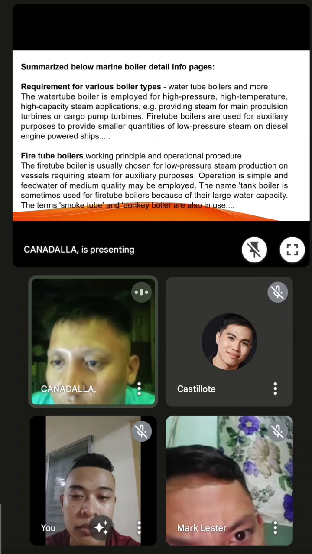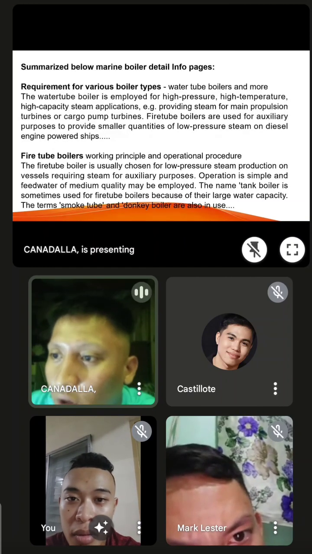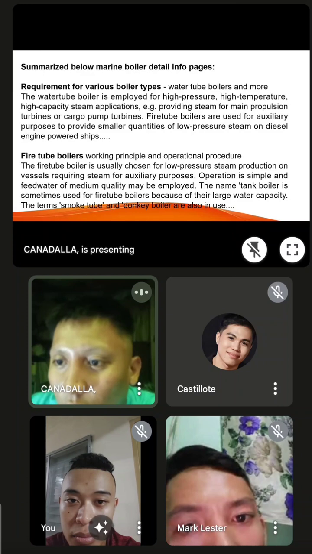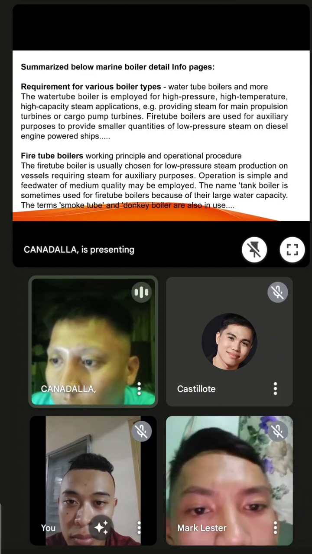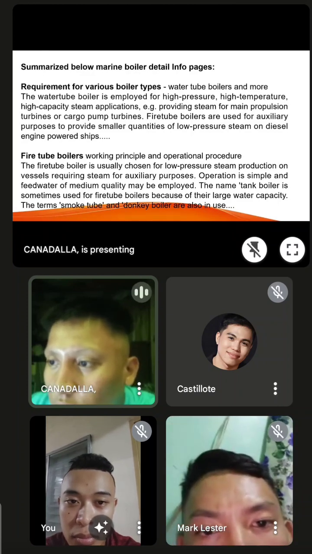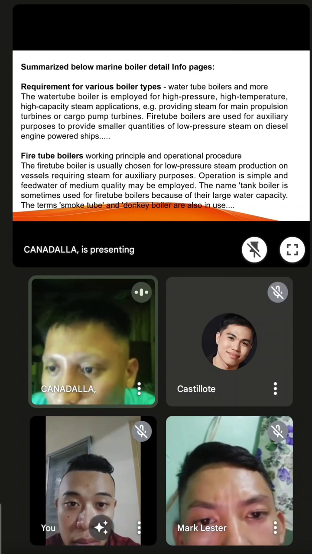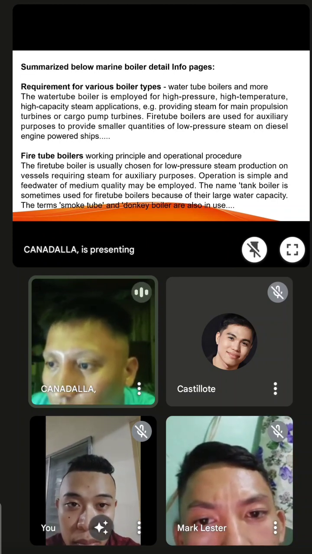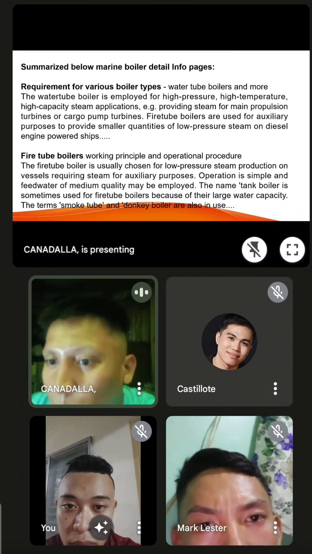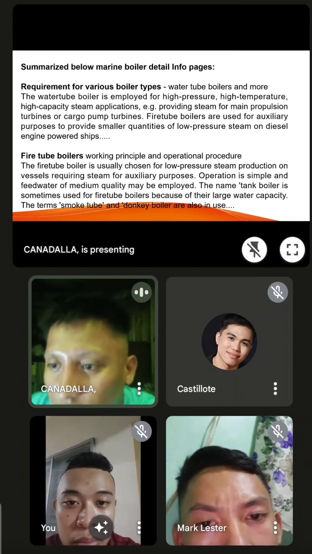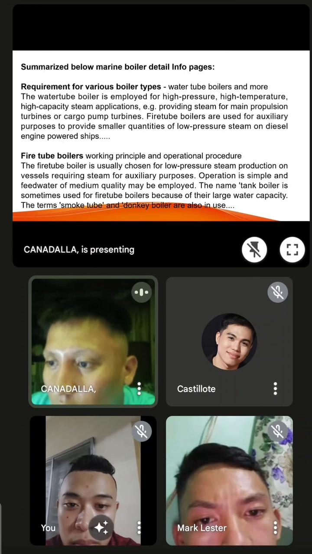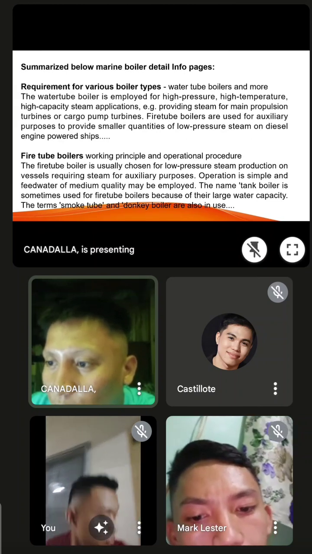Next is a summary of marine boiler details. Requirements from various boiler types, water tube boiler and more. The water tube boiler is employed for high pressure, high temperature, high capacity steam applications.